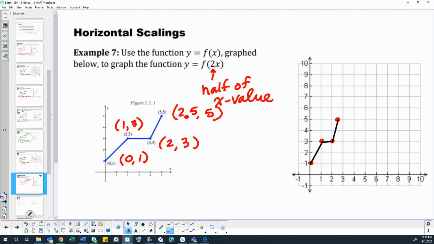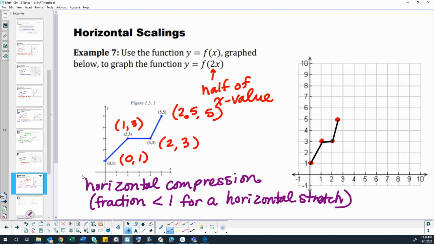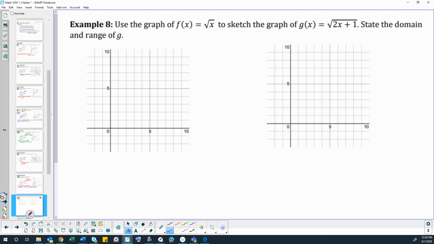So this one was a horizontal compression, wasn't it? So in order for us to have a stretch, we would have a fraction. All right, just adding that note on there. All right, let's go ahead and graph our same graph, same points.